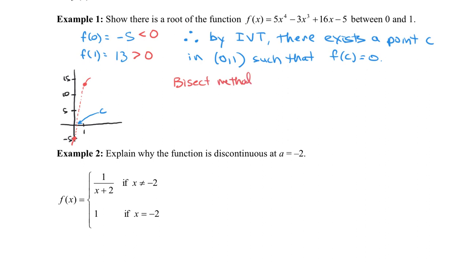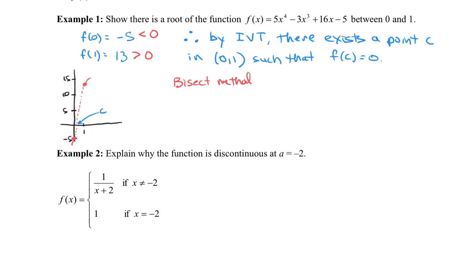So let's say we wanted to find this root. So far we know that the root exists, right? We know that there is some root in here between 0 and 1. So with the bisect method, once we got these points, we would pick a point halfway in between. We know we have a negative here and a positive here, so we know there's a 0 in between, and we pick the midway point.